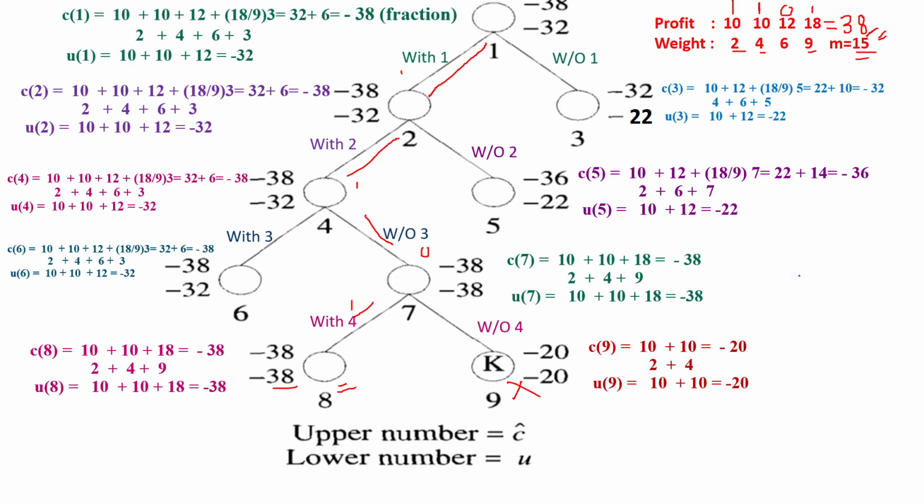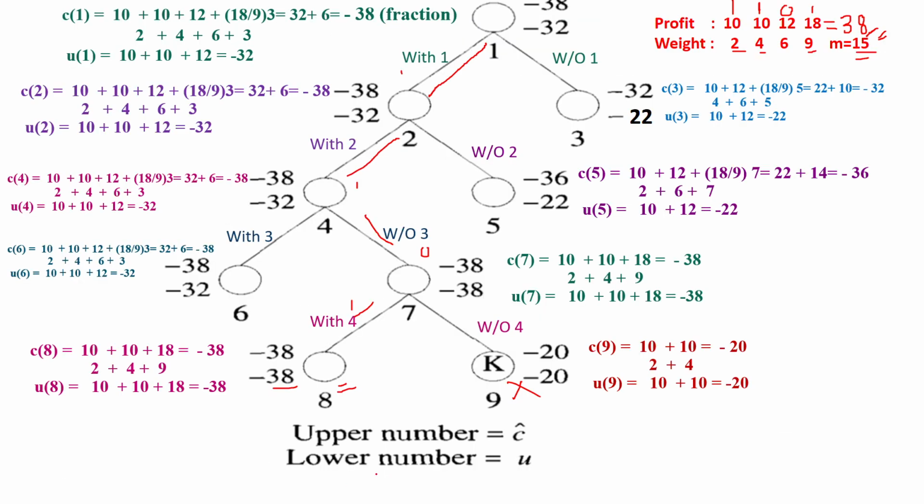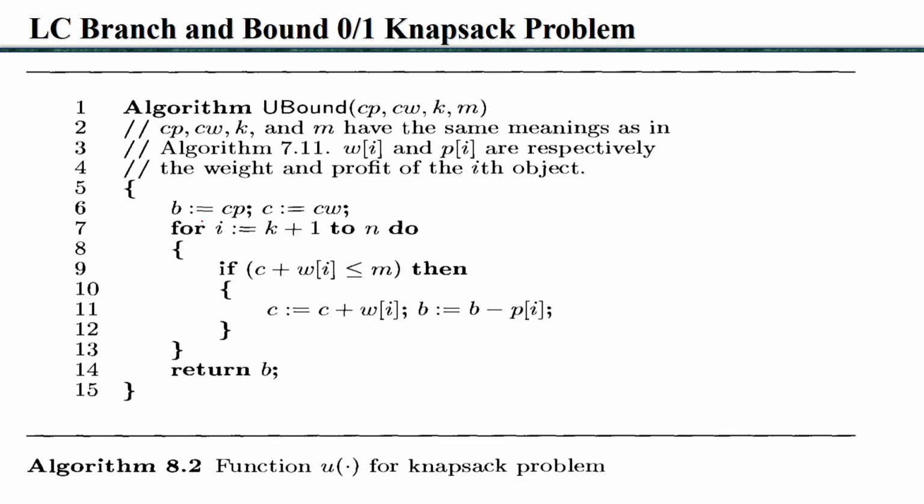Okay, is it clear now how it works? Next, how to find the U. U is what now? U is the lower number. How to calculate this lower number? For that the procedure is what? You are taking CP. CP means current profit. At present I have not included any item. That's why current profit is 0.